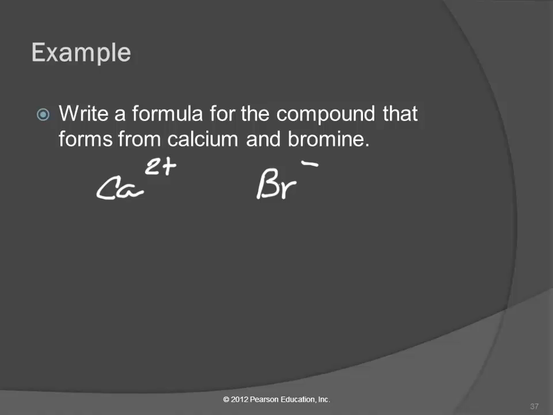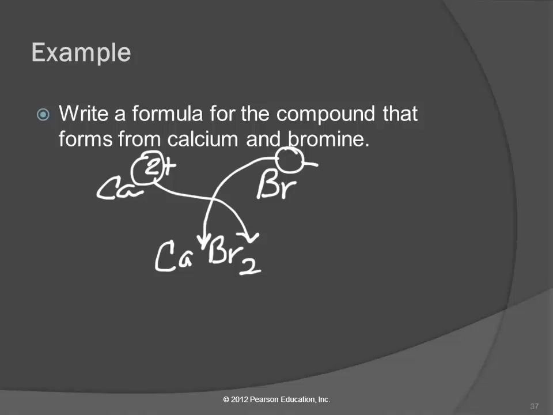So then we look at these two guys and we say, oh, +2, -1. Those aren't the same. So we could do the crisscross thing. So we're going to put these two guys together. And we're going to take this 2, and that's going to come down here and be the subscript on the bromine. And we're going to take this invisible 1, and it's going to come down here and be the invisible 1 on the subscript for calcium. And we end up with calcium bromide, CaBr2. Are there other ways of thinking about that? Absolutely, there are. Any questions about that one?